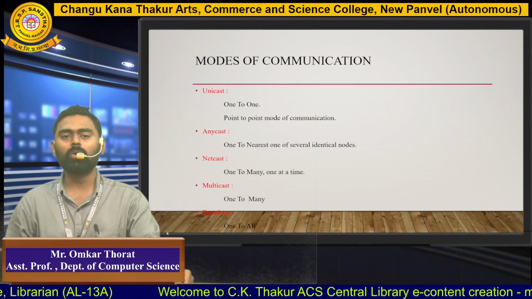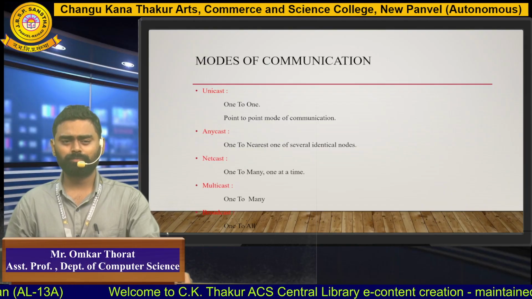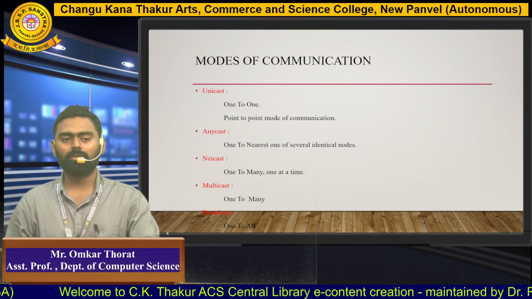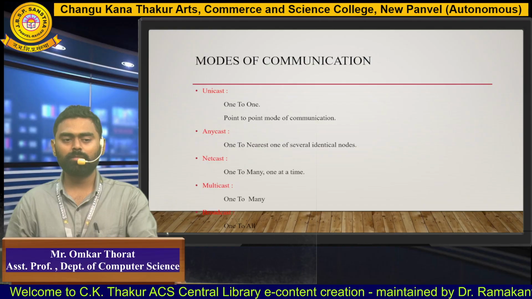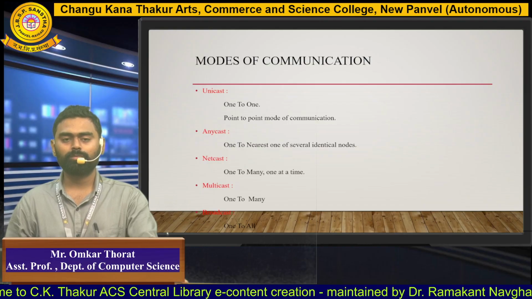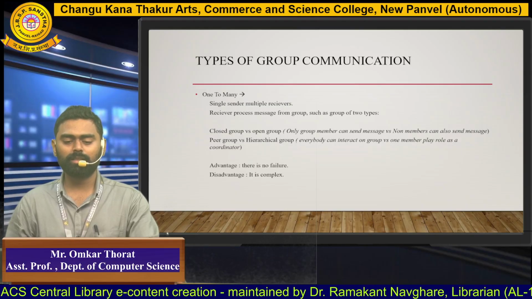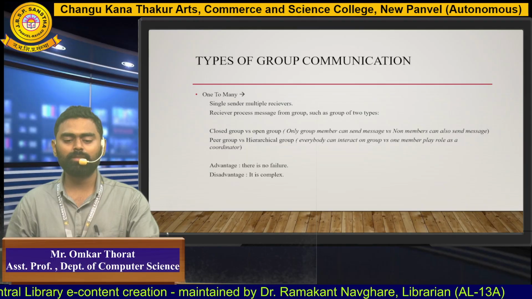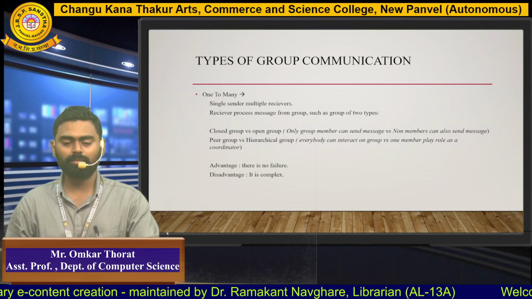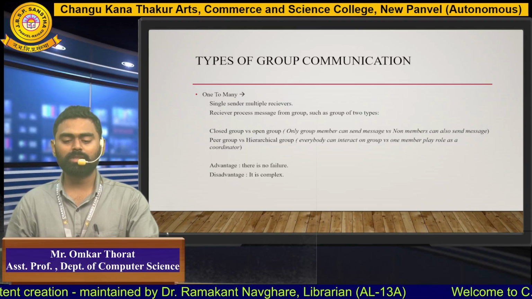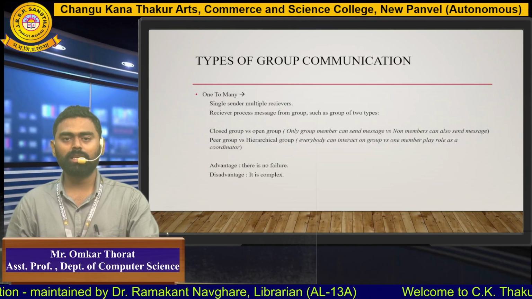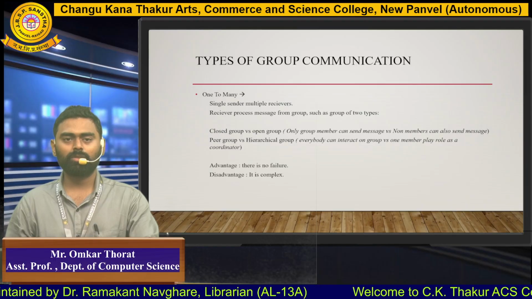Broadcast means one to all. One to all means there are multiple groups, right? So a single member can send a message to multiple groups. Now types of group communication, so let's understand briefly. One to many means a single sender, multiple receivers, right? Receivers process messages from the group, and groups are of two types. So there are two types.